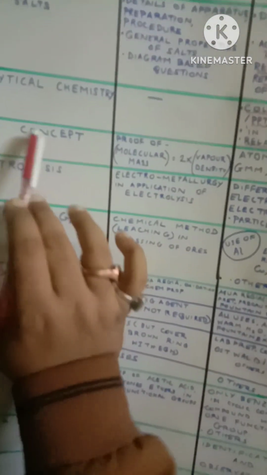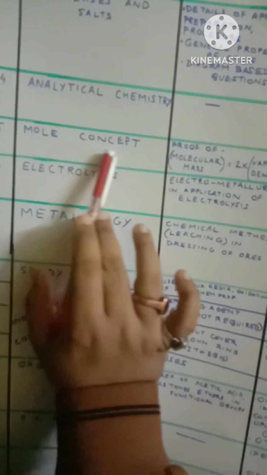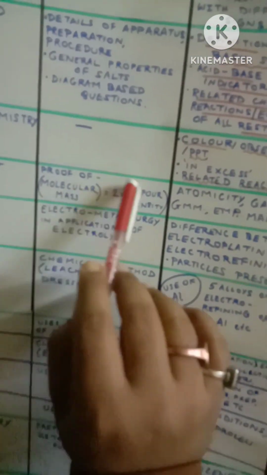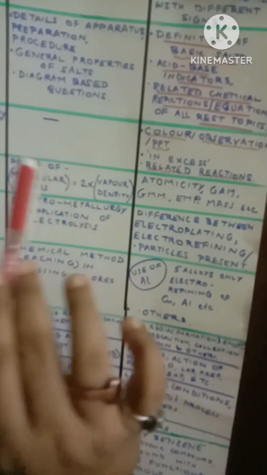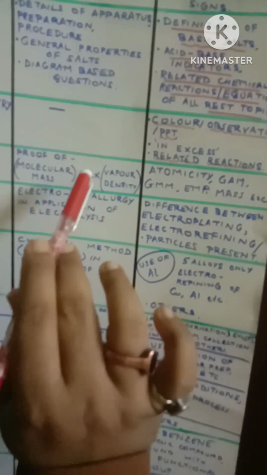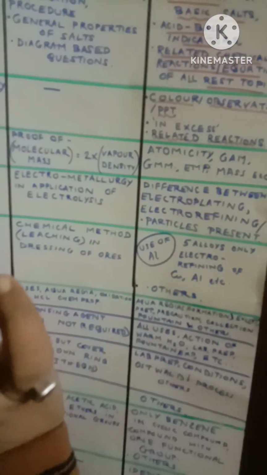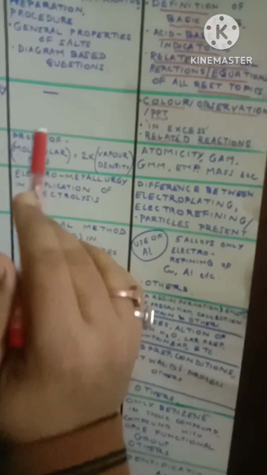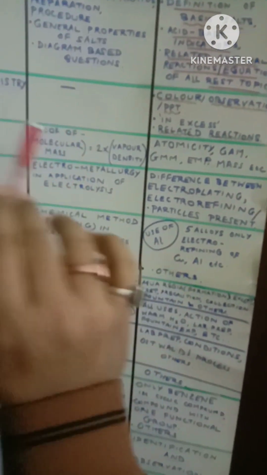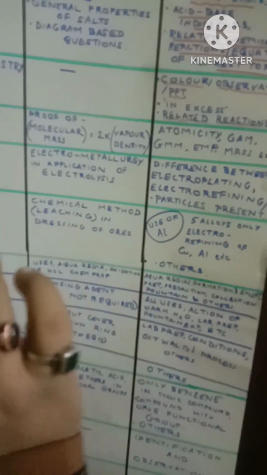Now mole concept, the chemical arithmetic part and the numericals in chemistry. Now molecular mass equals 2 into vapor density. This formula you need to know, and this formula is used for the numericals, but the proof of this formula is not in the syllabus. It was asked by the board to teach in the class for the enhancement of your knowledge, but not in the case of the board exam. So the proof of this formula is not coming in the board exam, but numericals based on this formula will come in the board exam. I mean, it may come in the board exam.